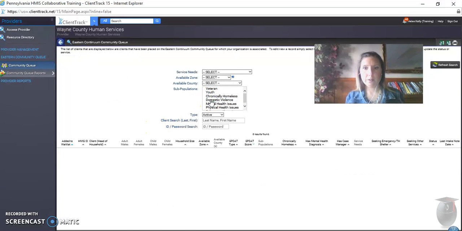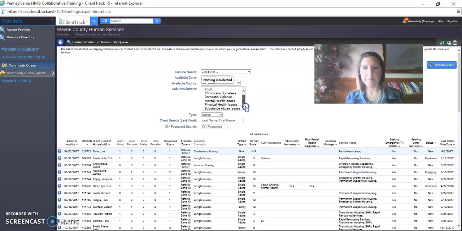So I'm going to remove that filter. Okay, so we talked, each of these up here do correspond with a column down here. They can be sorted by ascending or descending. The only other sorting that I didn't talk about yet, but it's really important, is the status and the last intake note date. There's another column. It's not in the training environment, but it is on your community queue. It would be last intake note taken by.